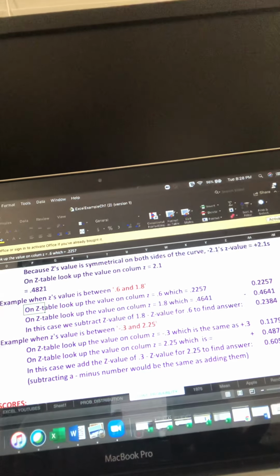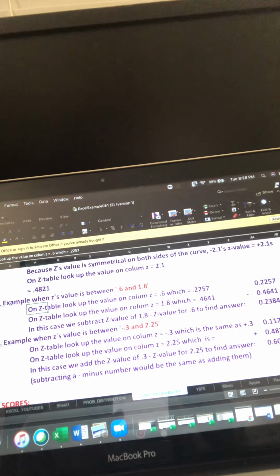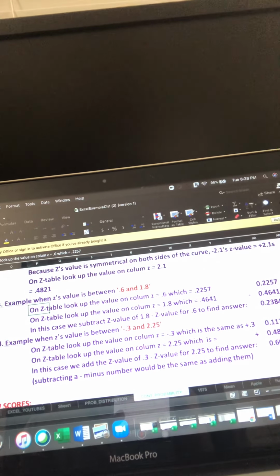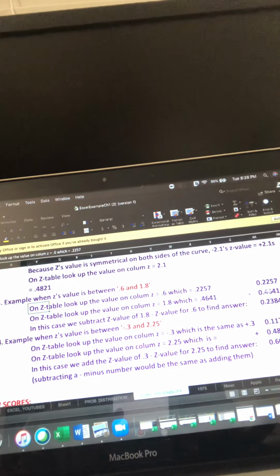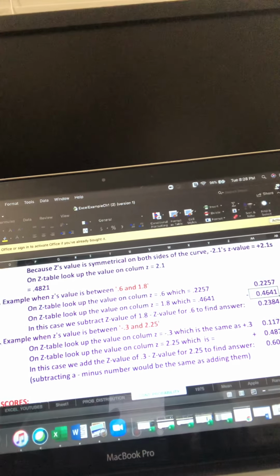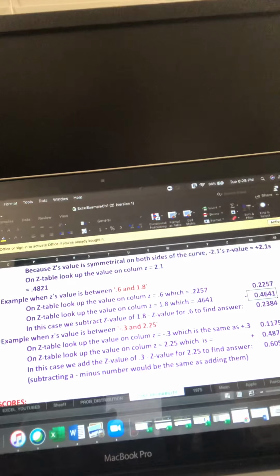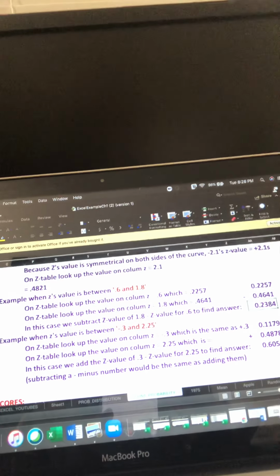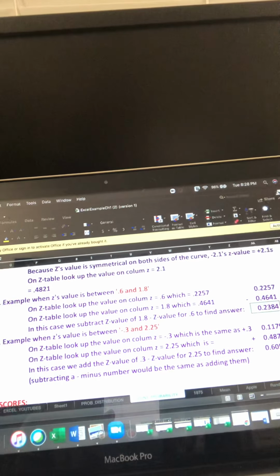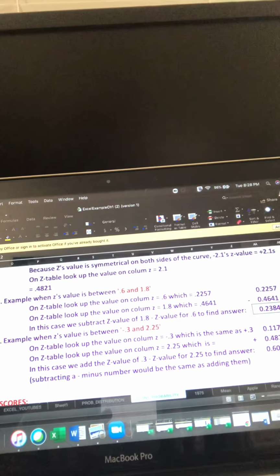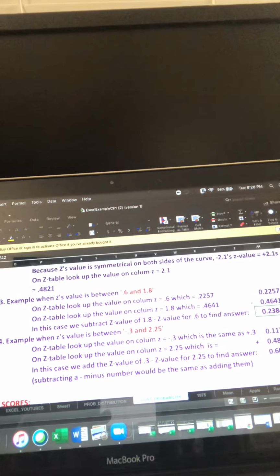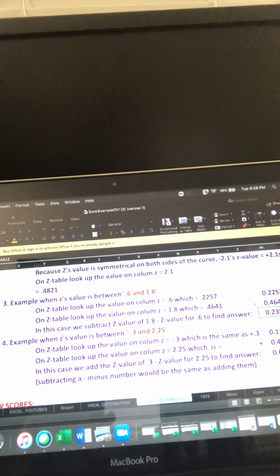So we go back to Excel. We note down the value of 0.2257 for when the area starts at Z of 0.6, and then for 1.8, the value under the table is 0.4641. When we subtract one from the other, we end up getting 0.2384. And that's going to be our value when the area under the curve is between 0.6 and 1.8.